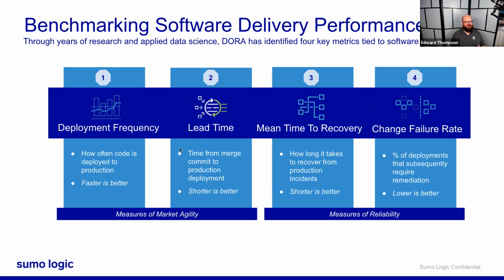and the first 2 are measures of agility, deployment frequency and lead time. Specifically defined, how often is code deployed to production, and faster is better. The lead time, that is time from your merge commit to actual production deployment, and shorter is better. And then on the reliability side, we've got mean time to recovery, which is how long it takes to recover from production incidents. Shorter is better. And change failure rate. What is the percent of deployments that subsequently require remediation? And lower is better.